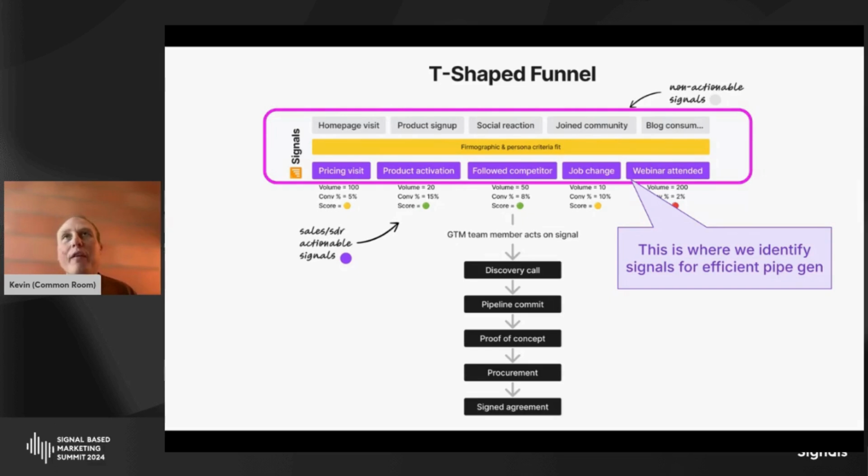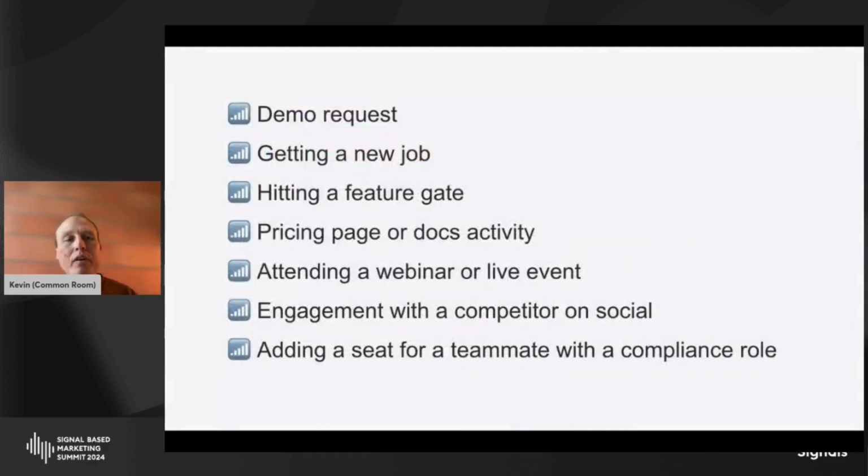I can almost guarantee that everyone's using signals in some way. It might be just a product sign up or a demo request, which is pretty straightforward. But there's probably a starting point. Otherwise, you wouldn't really have any pipeline or any revenue in place. So I like to start here with what's working now, and then we can expand the aperture after that.